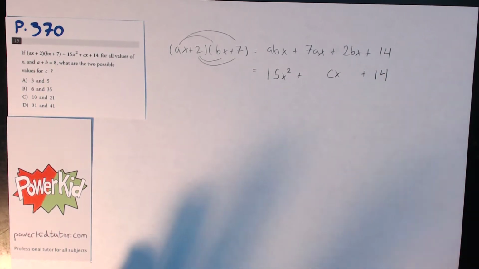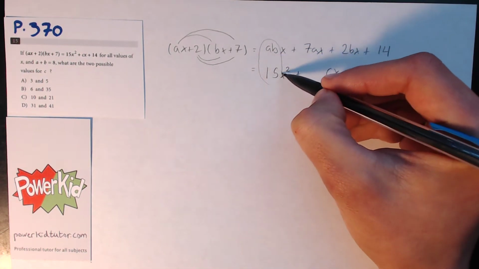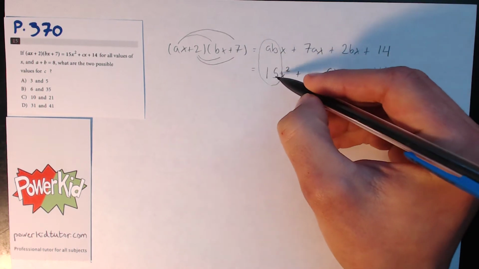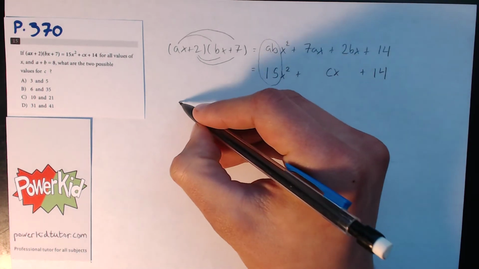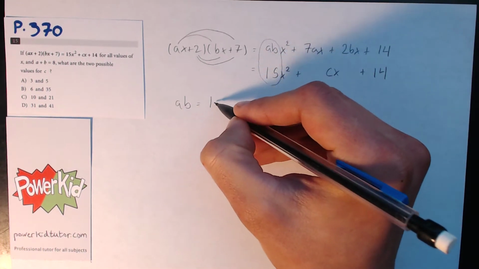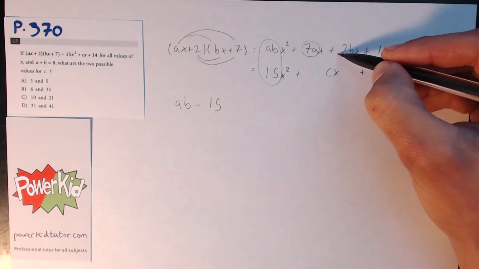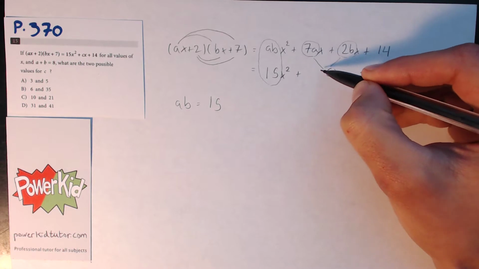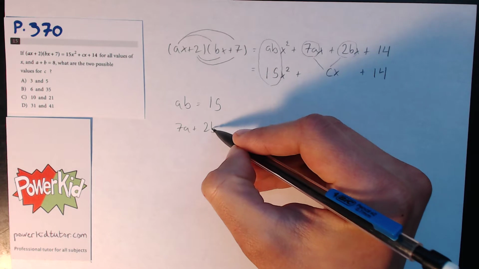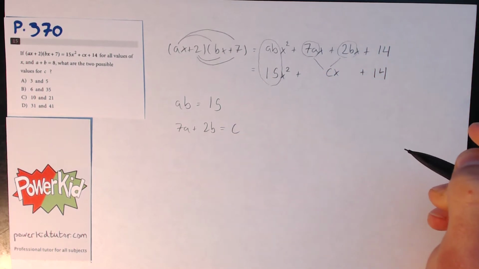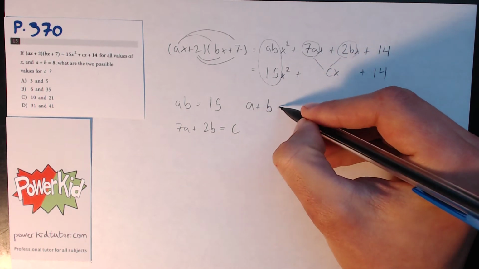Well, look, just by doing something and seeing how it goes, we got some useful information. We found out that ab has to equal 15. That's a little squared on there. So ab equals 15. We found that out. We also know that 7a + 2b has to sum up to get c. We can write that out. 7a + 2b = c. That's nice to know. We'll save that for later. And we also know that a + b = 8.